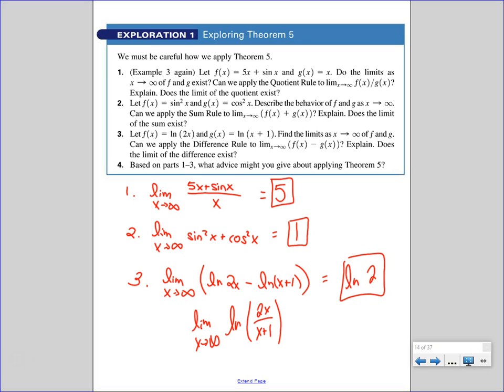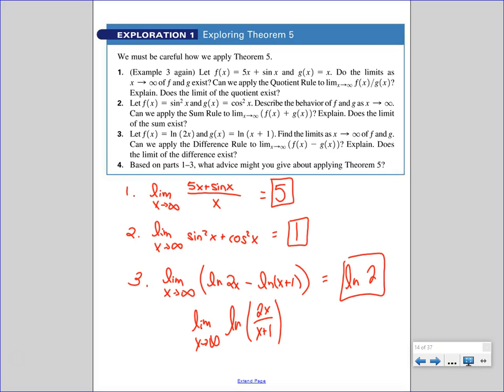Now, I went ahead and used the quotient property of logarithms. Then I used the composition property, which says for f of g, you can take the limit of the inside and then apply the outside. So the limit of the inside, weren't the degrees tied? So it's 2, apply the ln, and I got it.